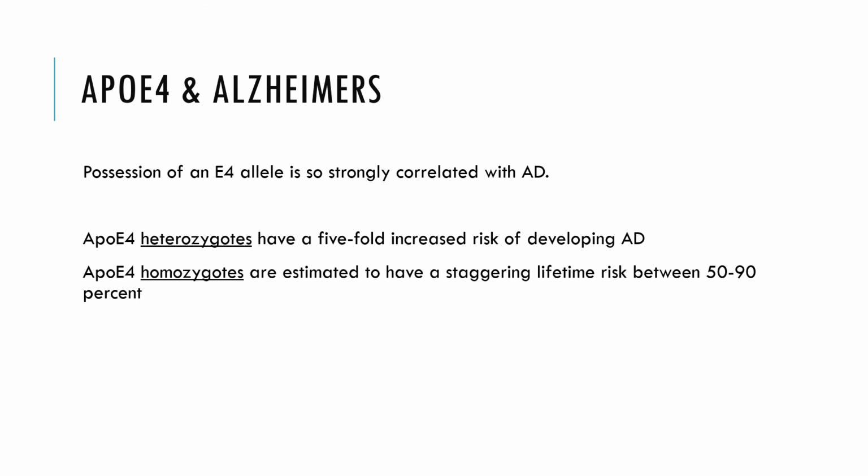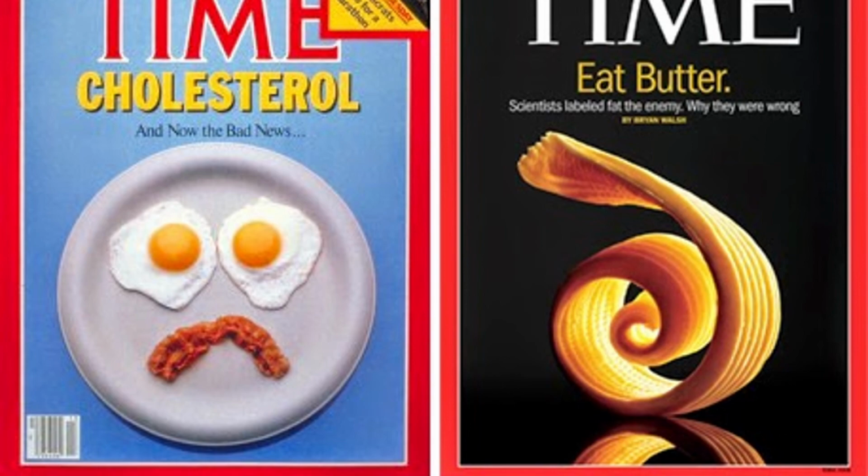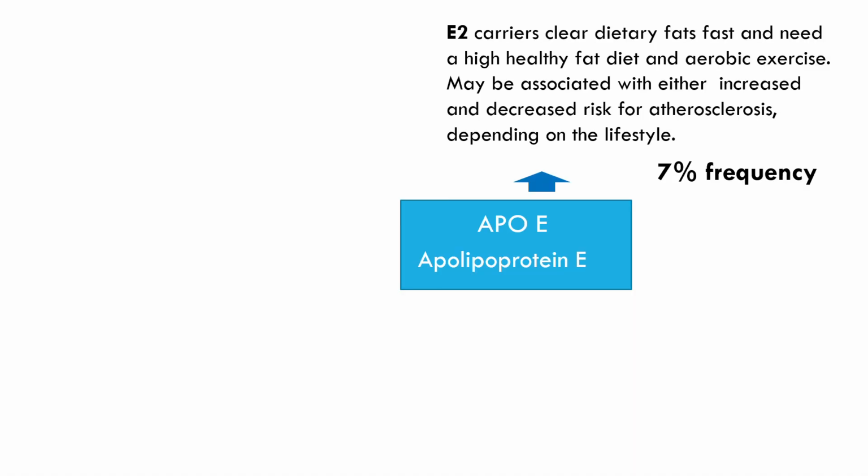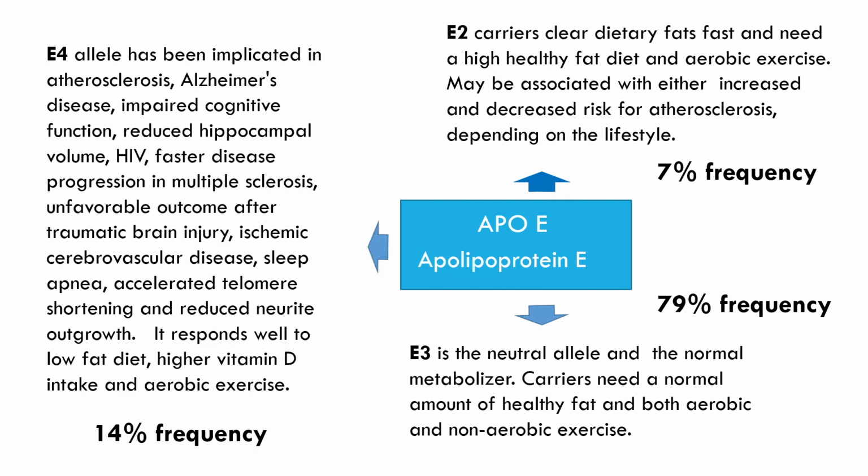And if the people with the ApoE4 homozygotes, they're estimated to have a staggering lifetime of up to 50 to 90% risk for the problem. So if they're homo, if they have 2 alleles, they're going to be a lot more at risk than the hetero. So this is, again, so is butter good for you? Is butter bad for you? Well, it really depends. Let me go back here.